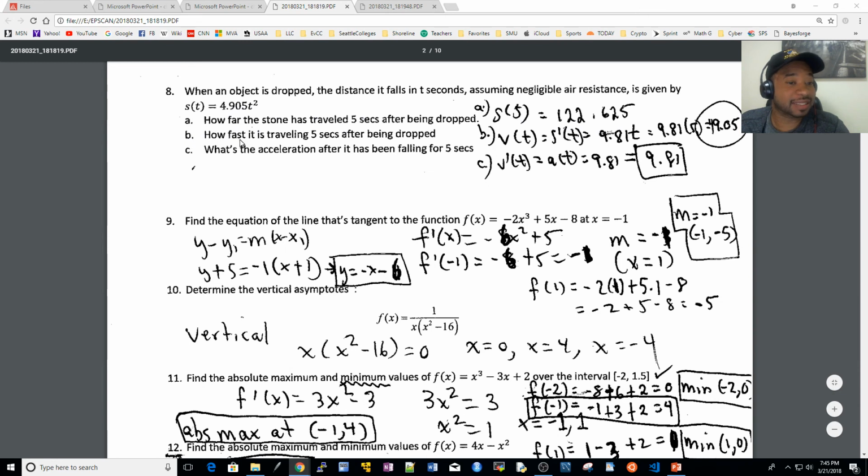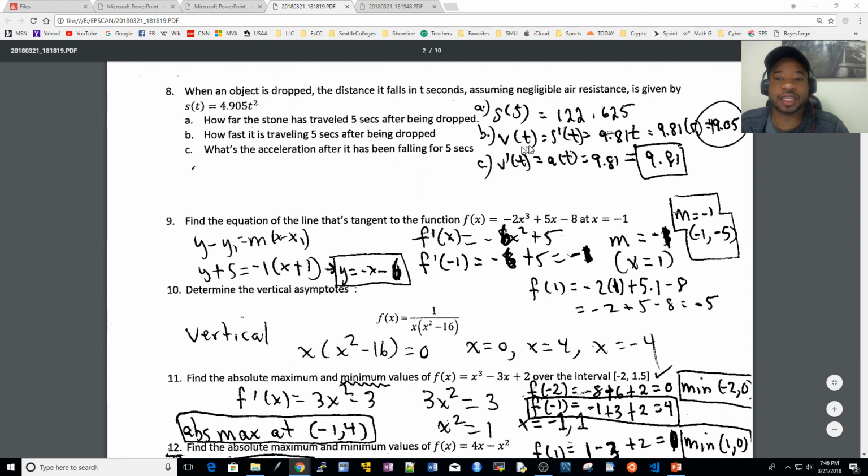B, how fast it is traveling 5 seconds after being dropped. So not only do we want to know, well, first we wanted to know the distance, but now we want to know how fast. All right, that's velocity. Now to get the velocity formula, you'd have to take the derivative of the position formula, to get the instantaneous rate of change. So the derivative of this formula is 9.81 times t. We do the power rule, 2 times 4.905, minus 1 on the exponent. So we're getting 9.81 t, and there's our velocity formula.